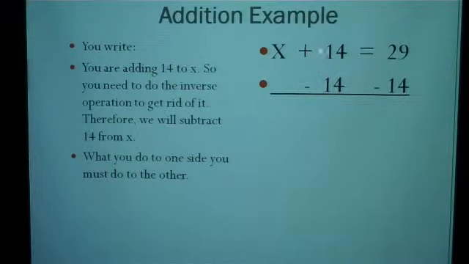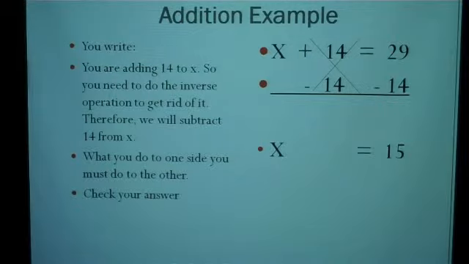Notice we subtracted 14 from both sides of the equal sign. This side will cancel out, leaving just the x, and this side, when you subtract, will give us the answer. X equals 15. 9 minus 4 is 5, and 2 minus 1 is 1.